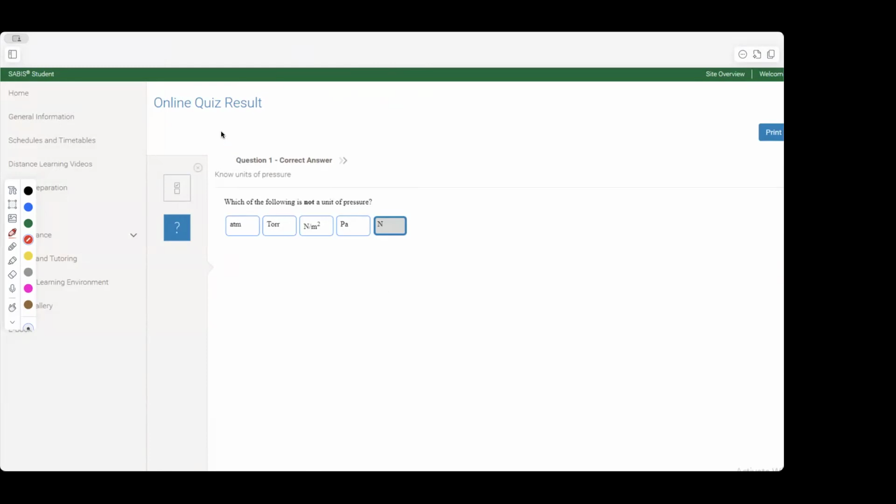Which of the following is not a unit of pressure? Bismillah. Can you see the screen, guys? Future generation guys.